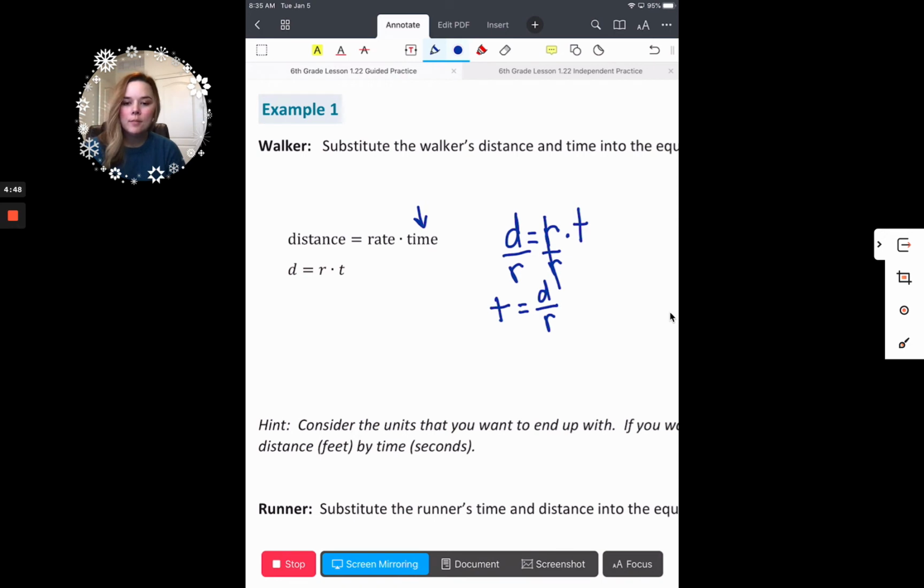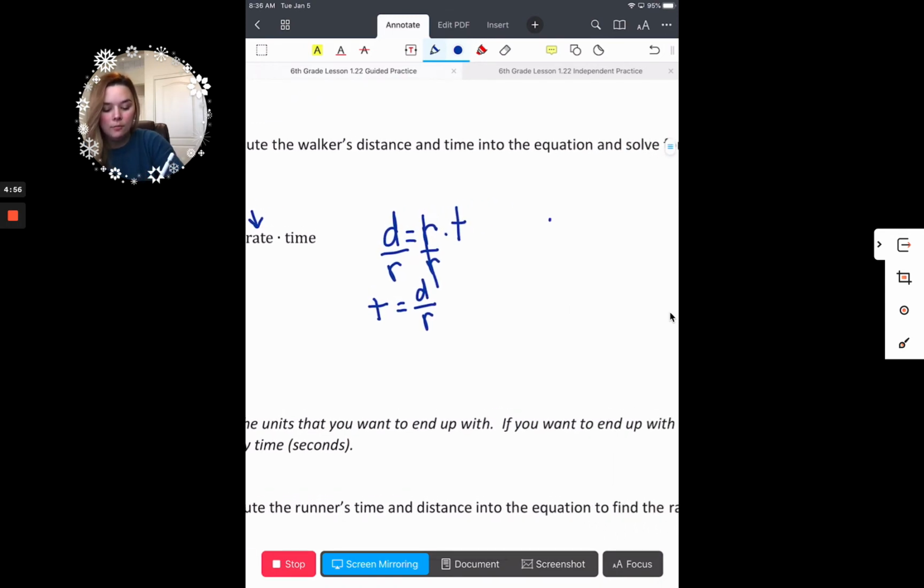We can do the same thing if we didn't know the rate. We needed to find what the rate was. We can do that same thing. We have distance equals rate times time. We're going to divide by time. Time over time is just going to equal 1. So now we know that the rate is going to equal distance divided by time.